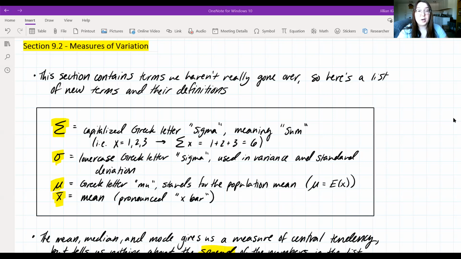Then x bar, or x with that line on top of it, is always going to refer to the mean. So when we see x bar is equal to something, we're calculating or finding the mean, and we would pronounce this as x bar. All right, so these are the terms that we're going to see in this section.